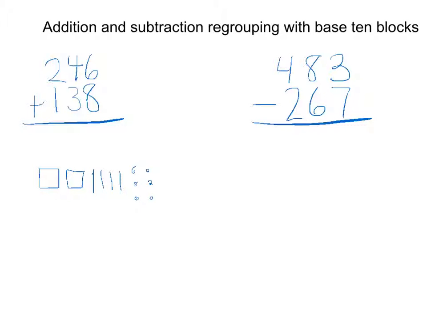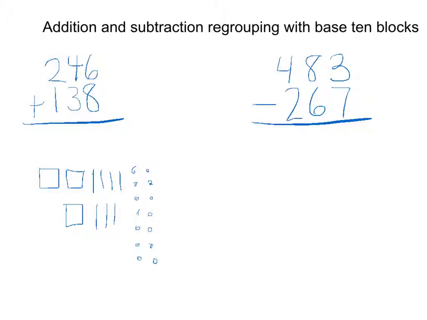When we're adding, since we are putting together the two numbers, we are going to go ahead and add 100, 3 tens for the 30, and then our 8 ones. Okay, those are our two numbers.